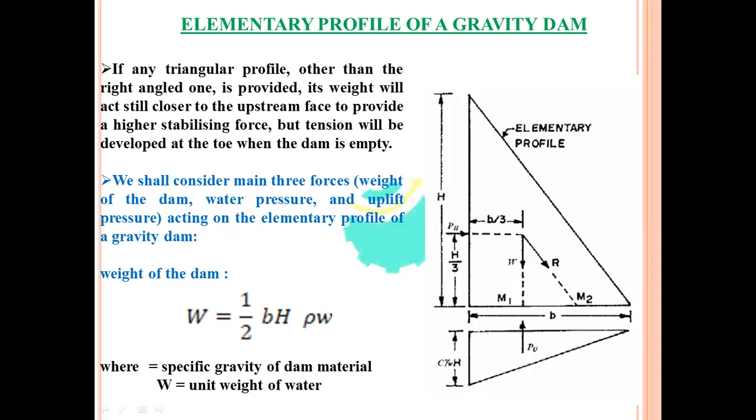Next, if we want to change it, so it is not a right angle triangle, we use another triangle with another angle. Then automatically tension will be created at the toe. So initially in the design we use the right angle triangle. We shall consider mainly three forces in the design. They are the weight of the dam, water pressure and uplift pressure acting on the elementary profile of a gravity dam.